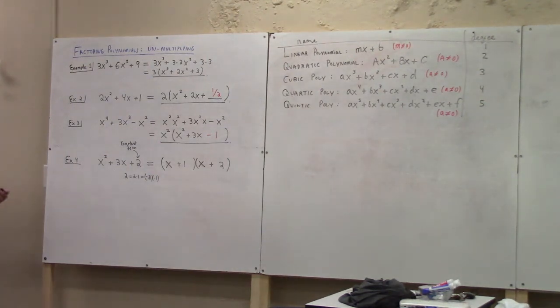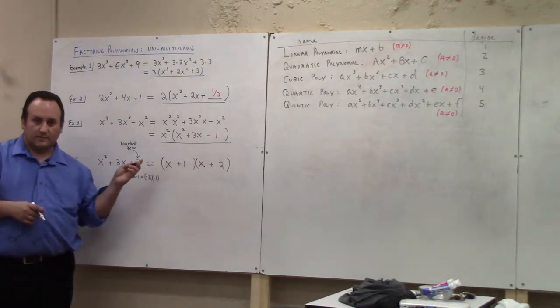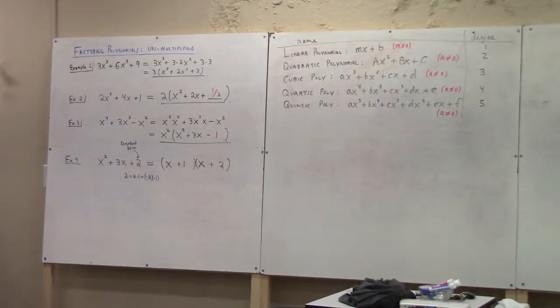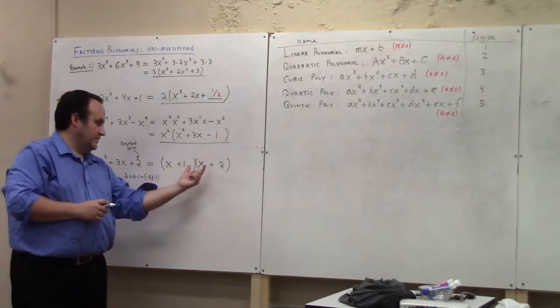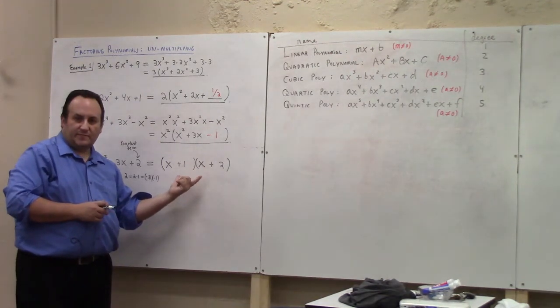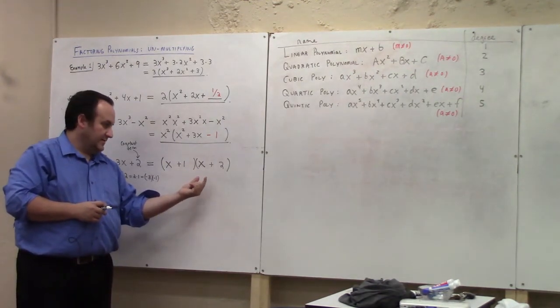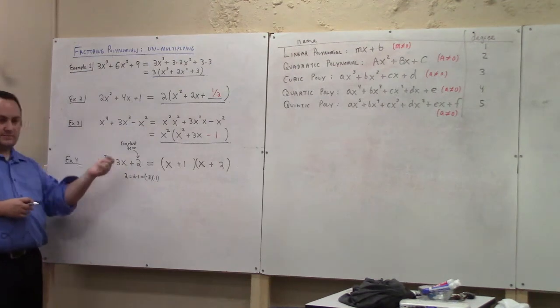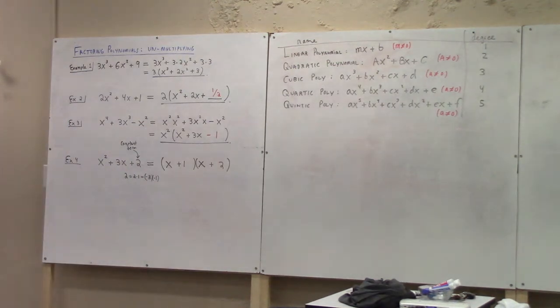And how do I check whether or not this is right or wrong? Multiply it out, right? And so we get x squared and plus x plus 2x, but x plus 2x is 3x, and 1 times 2 is 2, so there you go, factoring.